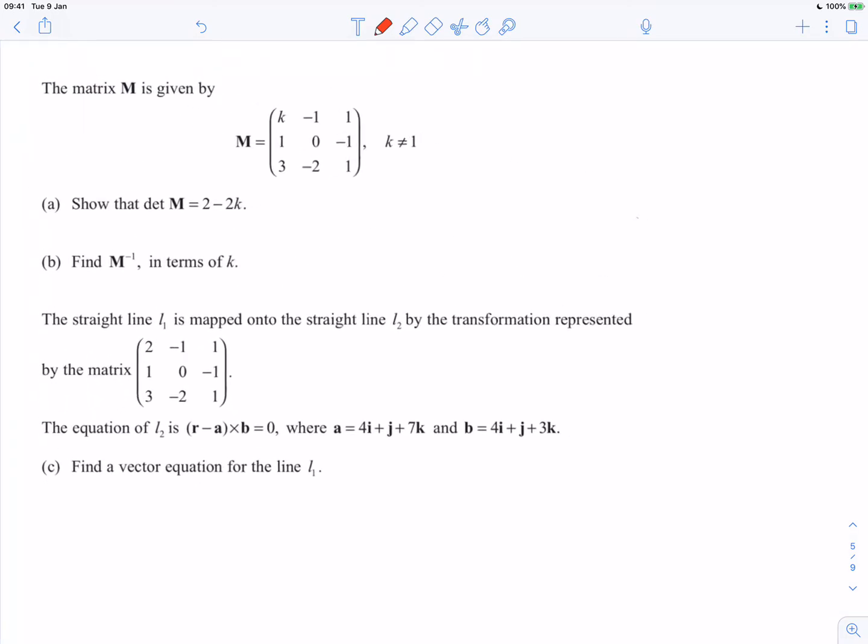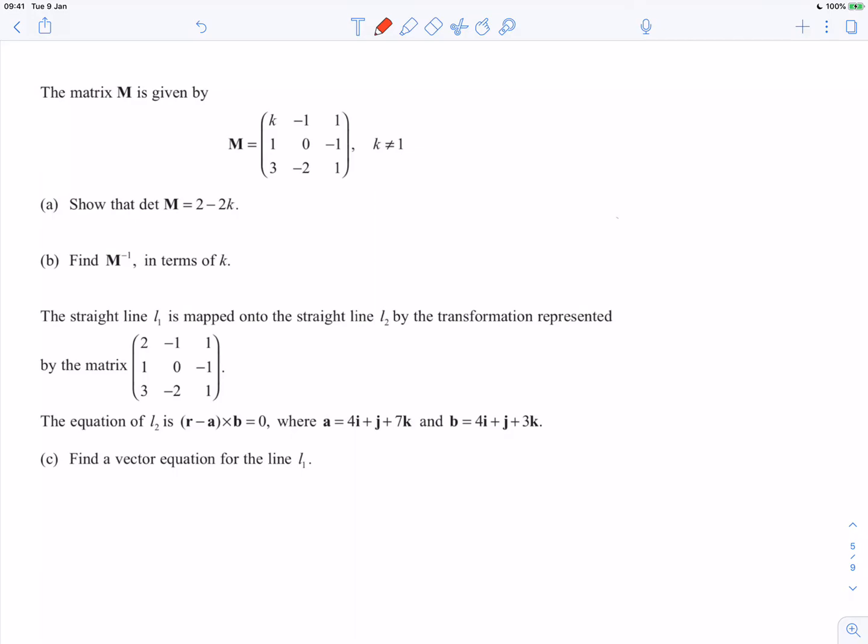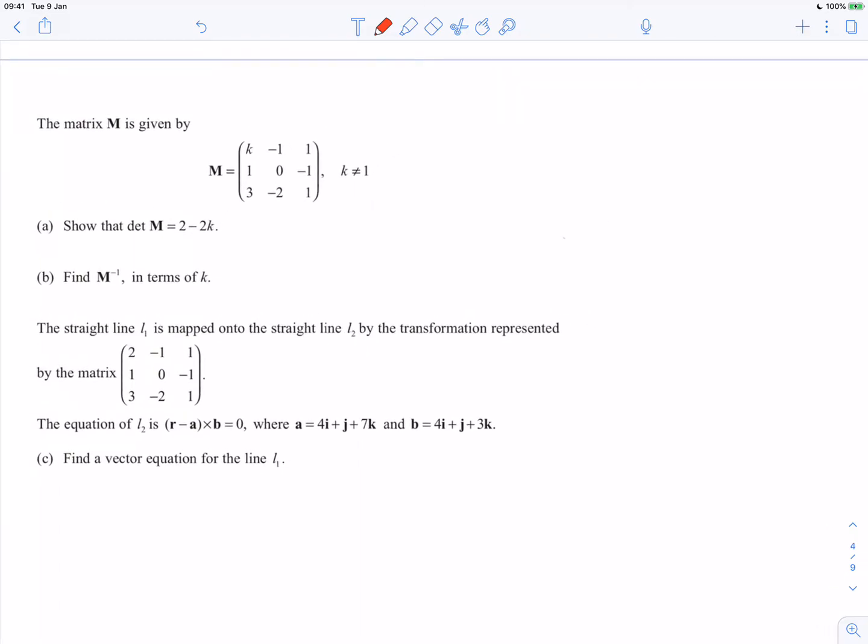So the matrix M is given by that. Show the determinant of M is the following. Okay, right. So, when doing determinants of 3 by 3 matrices, you ideally want to pick a row or column that has as many zeros as possible.